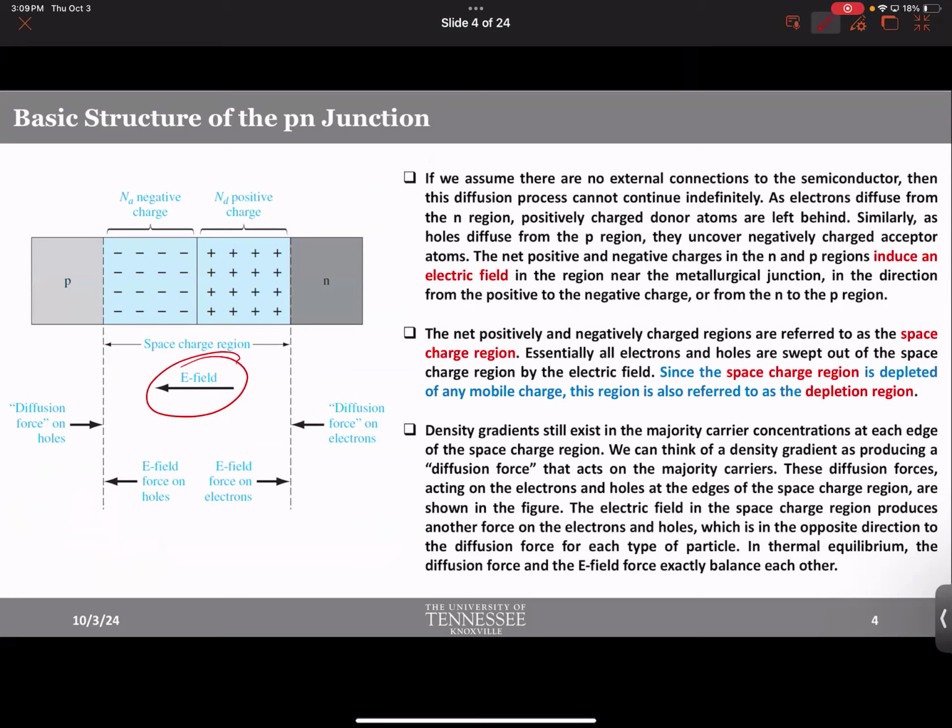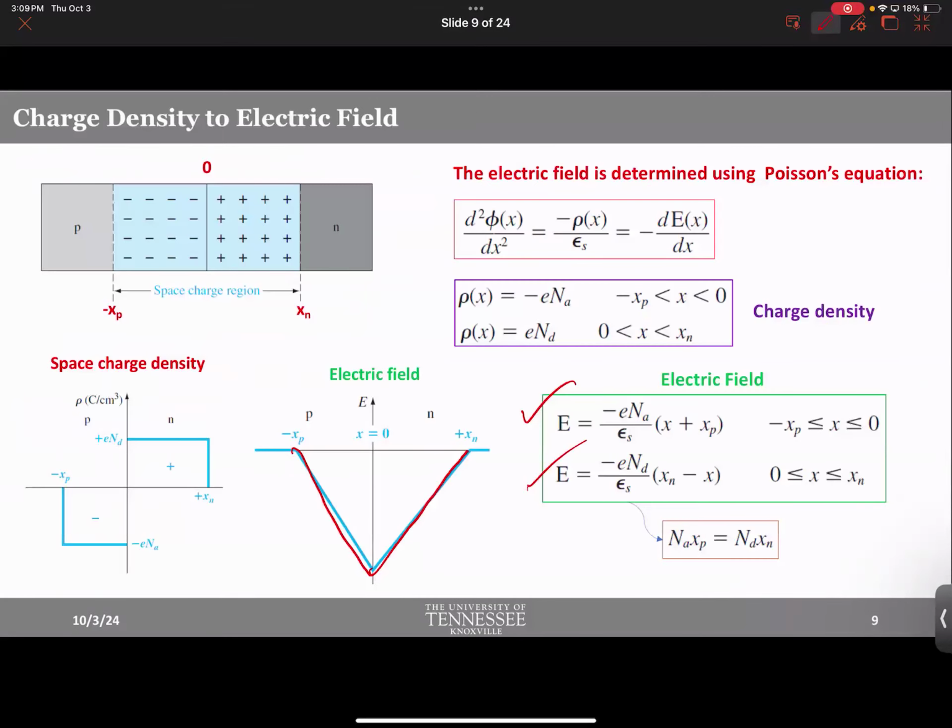Are you guys okay with it so far? Okay. Now, let's see. Using these two equations, we will arrive at a very important equation here. Are you guys ready for it?